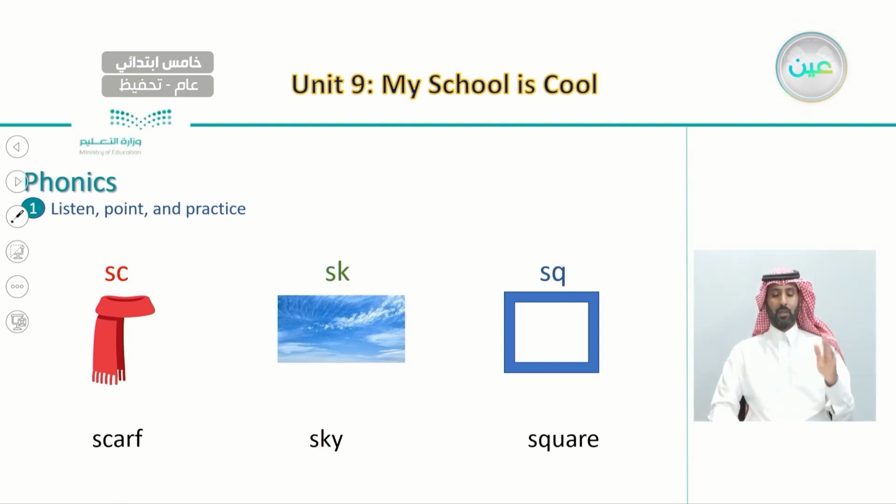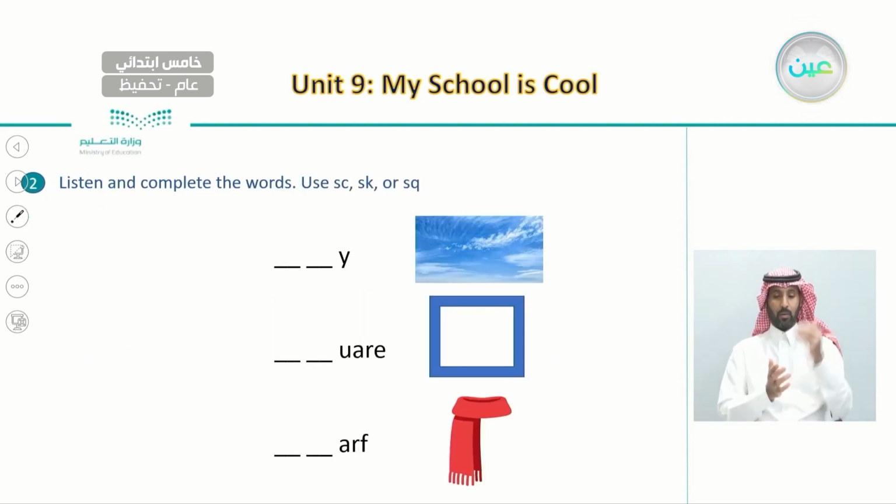The second one that starts with S and K is sky. Sky. Say after me. Sky. And then the other word that starts with S and Q, which is square. Square. Say after me. Square. Very good. So here you go. We have the three important words that start with these blends: scarf, sky, and square. Now, not only this, but also we have other words that start with these blends.